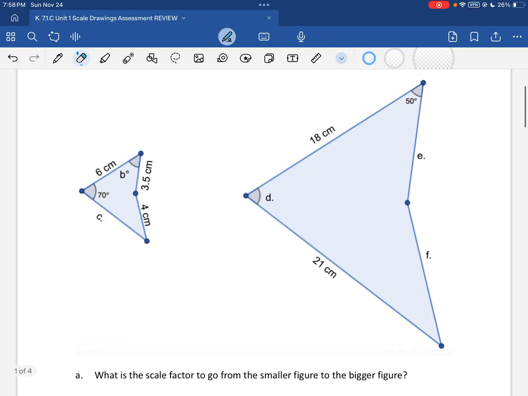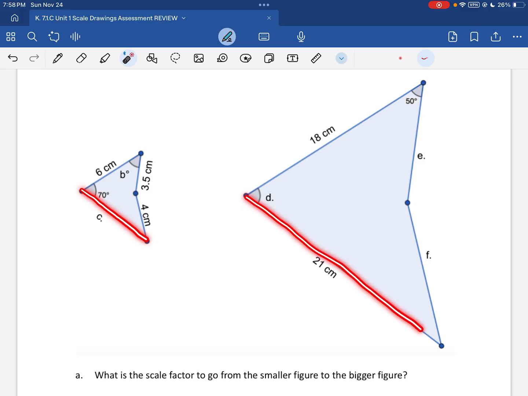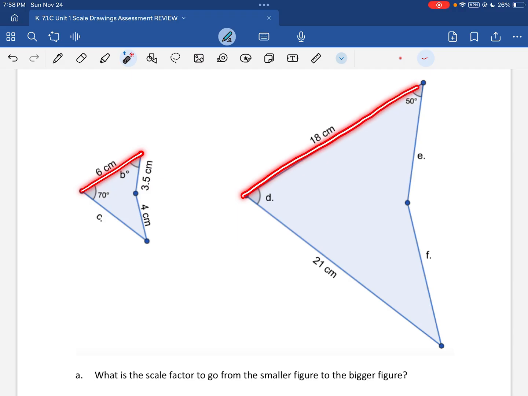To find the scale factor, we first need to find corresponding segments that have information that I can use. For example, we can see this segment here corresponds with this segment, but this one is just labeled as C and this one has an actual measurement. If I keep on looking, I can see this segment is measured as 6 centimeters and its corresponding segment is measured as 18 centimeters. That means I have corresponding segments with information that I can utilize to find the scale factor. Scale factor is the number that we multiply by. So when I'm asking what is the scale factor, I'm asking how do I multiply to go from 6 centimeters to 18 centimeters?